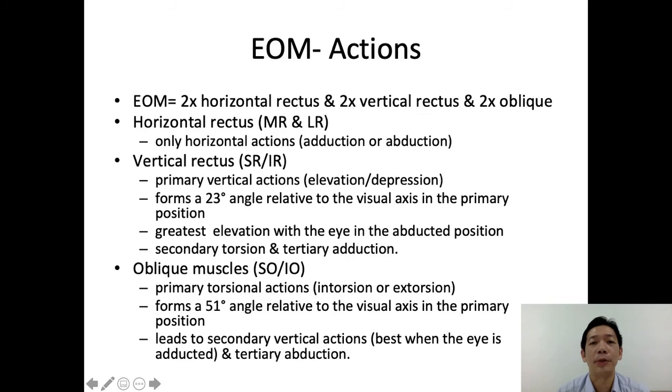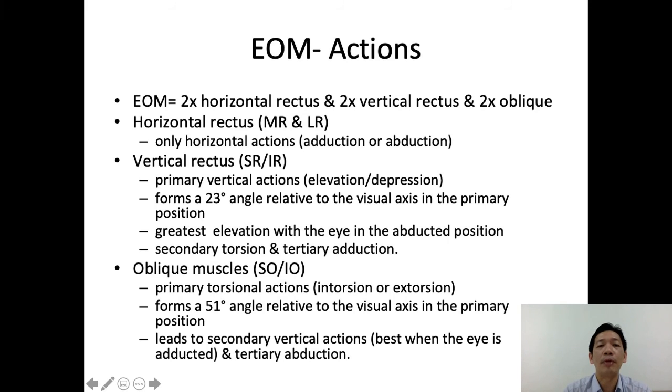Okay, I hope that I was able to clear some of your confusion, or it can be either way that I made you more confused. Okay, so EOM actions, I mentioned just now, are already divided into horizontal rectus, vertical rectus, and also the oblique muscle. Whatever I explained just now regarding the angulations and also the maximum elevation or maximum depression in certain locations is a very important principle you have to understand. So the horizontal rectus muscle is very simple, only horizontal actions. In the vertical rectus muscles, for example the superior rectus and inferior rectus, the first important thing is you know that there is 23° angulation relative to the visual axis in the primary position.